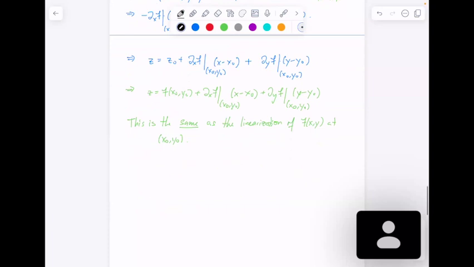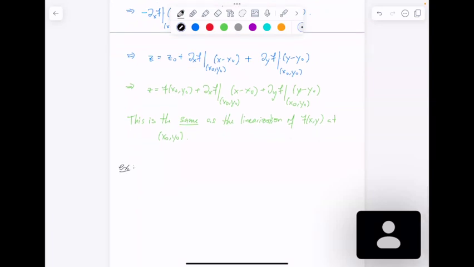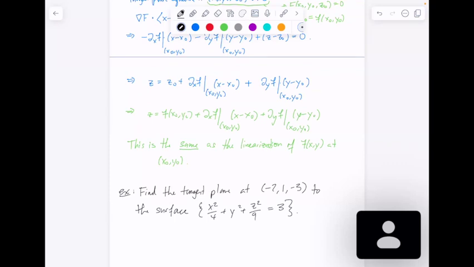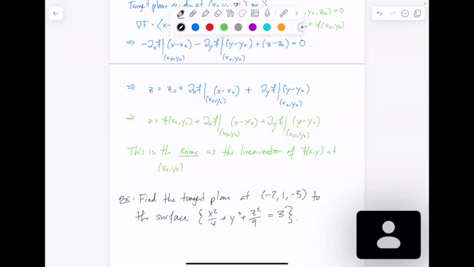And let's do one more concrete example. Let's find the tangent plane at -2, 1, -3 to the surface x squared over 4 plus y squared plus z squared over 9 is equal to 3. So note that in this case, we do not have the surface as a graph. Nonetheless, we could try to apply our rules above using the gradient to find the tangent plane at this point.